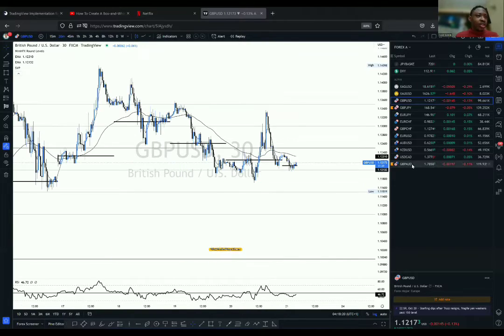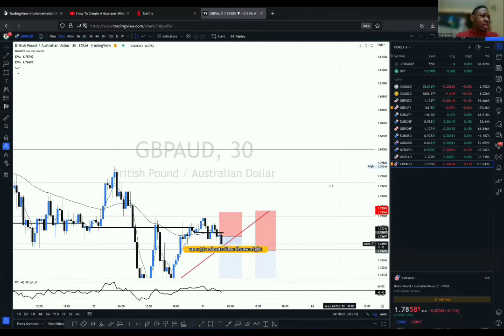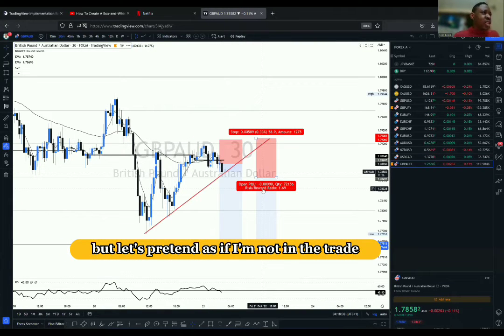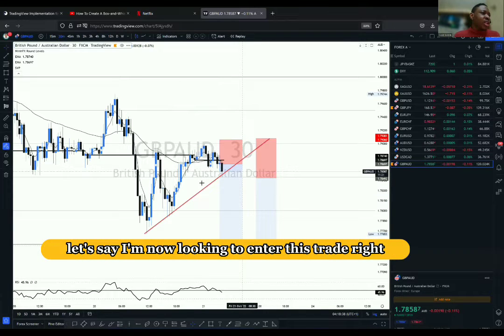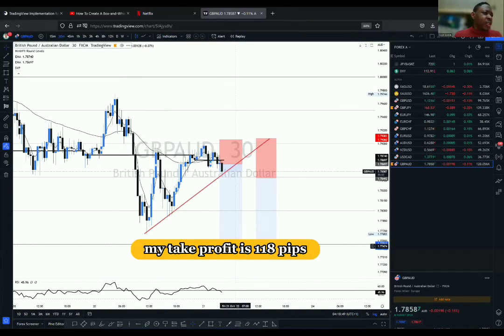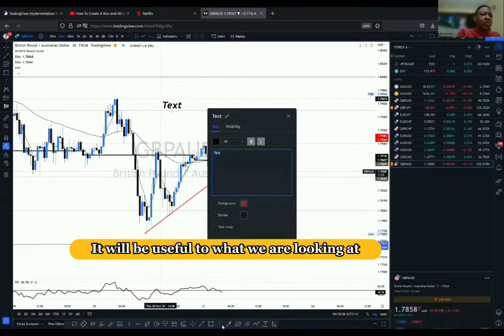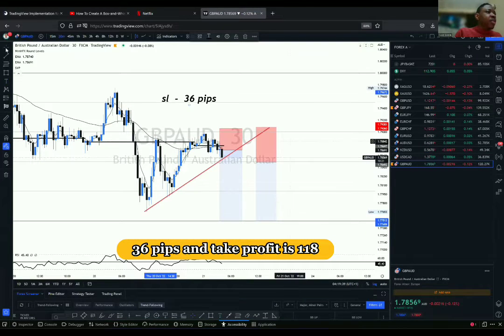Let's have a look at this trade that I'm looking at here. This is a GBP AUD on the 30 minutes time frame. I just took a sell here, but let's pretend as if I'm not in the trade and see what we could get out of this. Let's say I'm now looking to enter this trade. My stop loss on this trade is 36 pips. My take profit is 118 pips. Let's take note of these details. It will be useful to what we are looking at. Stop loss 36 pips and take profit is 118.